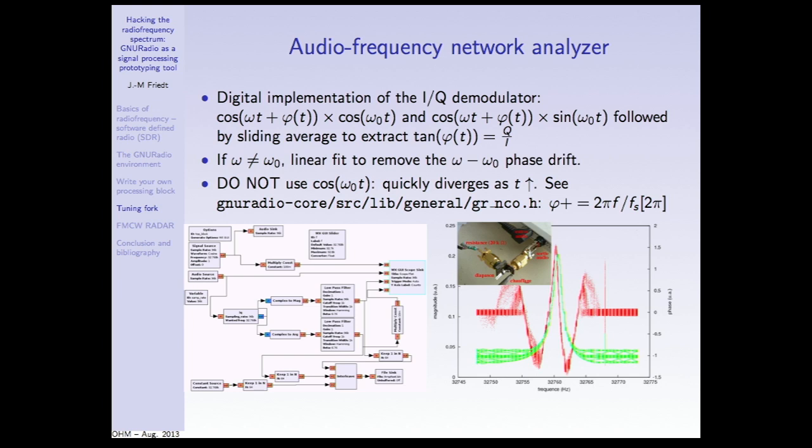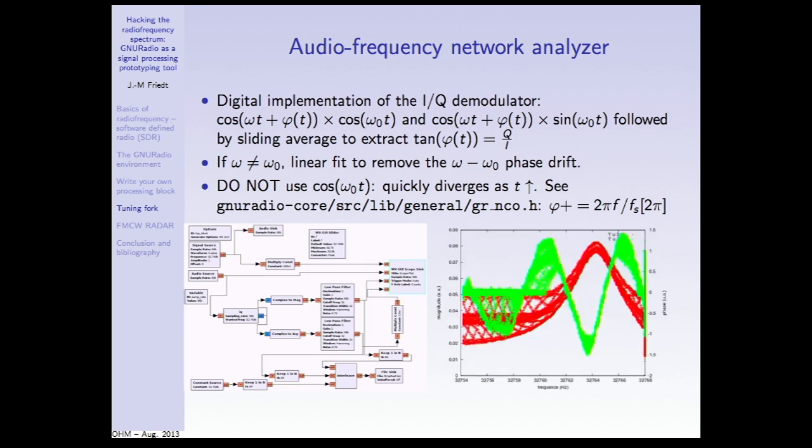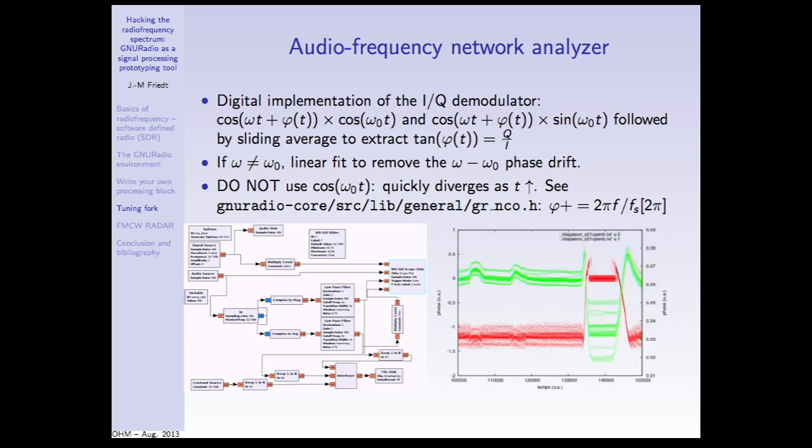So this is the IQ demodulator implementation, and we've been using this for quite a few audio frequency signals. What I'm interested in is using the quartz tuning fork as a sensor. When I'm hitting my tuning fork, I can detect the resonance frequency change. This is a lot of fun, with really no hardware at all, nothing but a sound card and an open tuning fork.